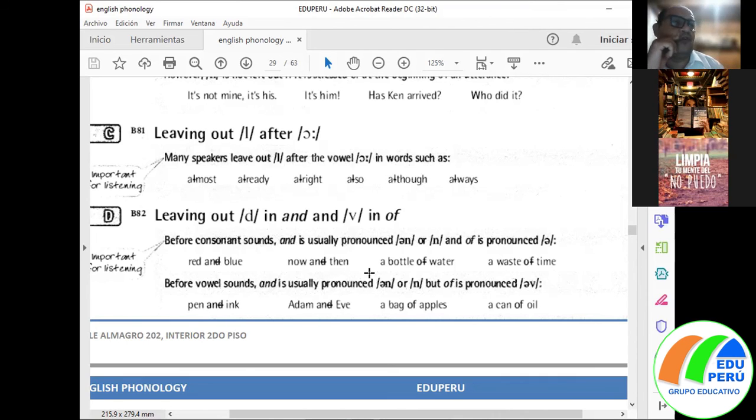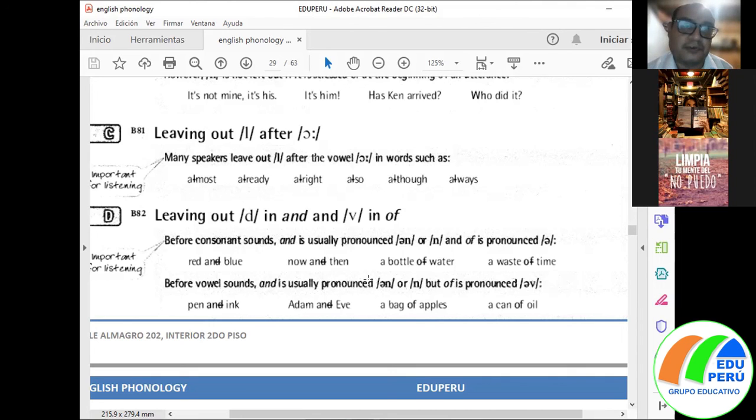And finally, before vowel sounds, 'an' is usually pronounced 'an' or 'n', but 'of' is pronounced 'of'. So you can omit the consonant v. No? Pen and ink. Notice, pen and ink. So you omit the 'd' and you link. Pen and ink. Adam and Eve.